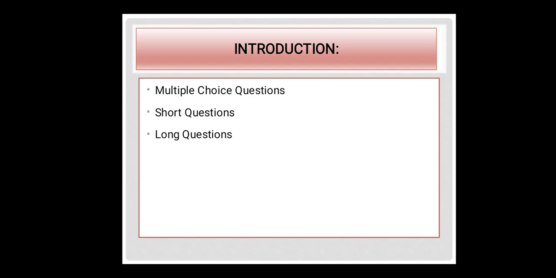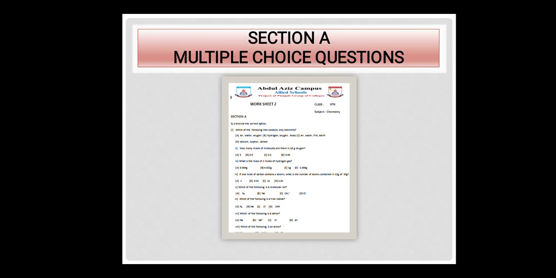Today our discussion topic is the summer vacation task of class 9th. This task consists of three sections. Section A, multiple choice questions. Section B, short questions. And Section C is long questions. First of all, I am going to discuss with you MCQs and how to attempt these MCQs on your given sheet. Students, mark the correct option that is provided on your given sheet.